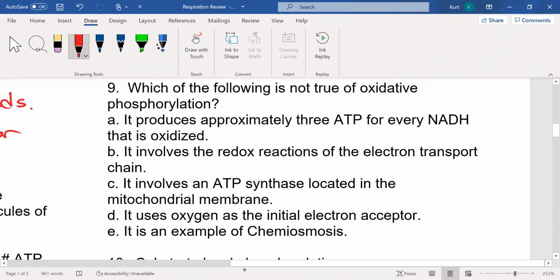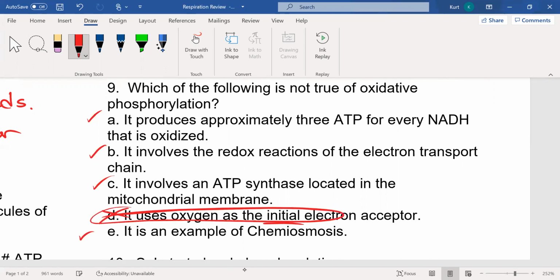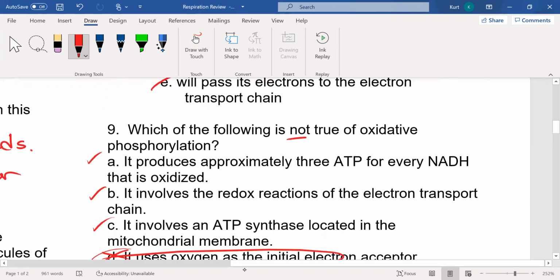Number 9. Which of the following is not true of oxidative phosphorylation? It produces approximately 3 ATP. Okay, that is true. So I'm going to put check. Actually, hold on. Yeah, it involves the redox reactions of the electron transport chain. That is true. It involves an ATP synthase. That is true. It uses oxygen as the initial electron acceptor. Is that true? No. It is an example of chemiosmosis. That is true. So D is the correct answer because it says which one of these is not true.